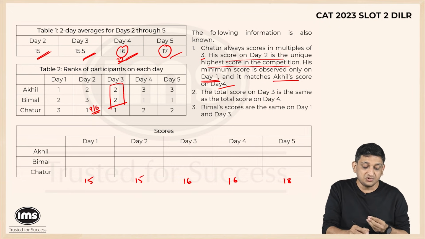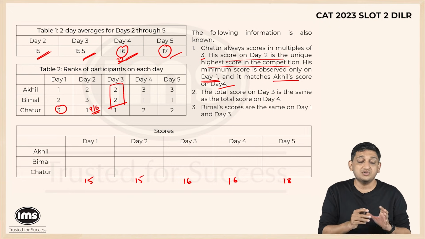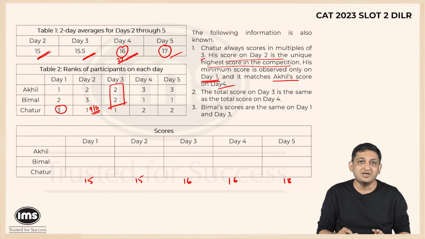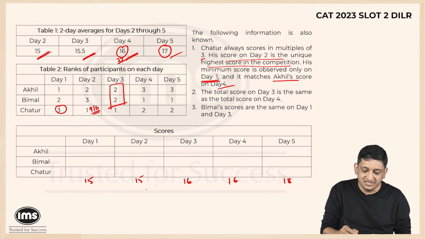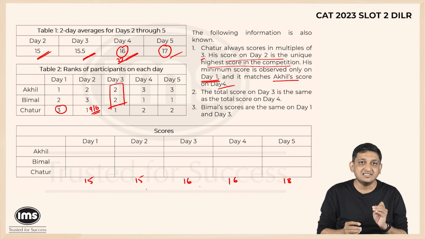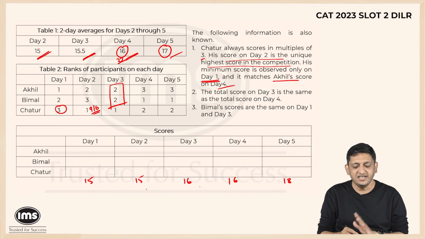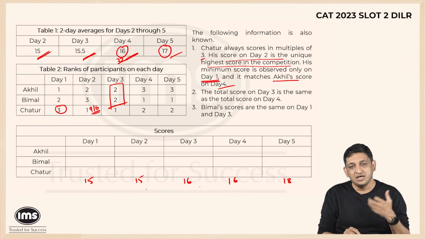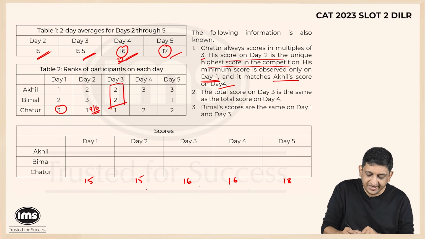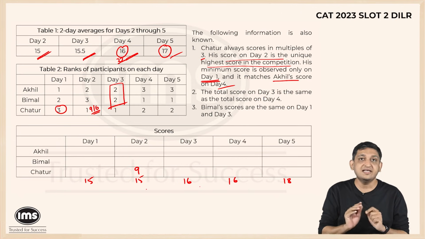So on the days when Chatur does not top or does not have the largest number as his pick, the maximum number that could happen will be 5 plus 4 plus 3, or 12. But all the numbers here are 15, 15, 16, 16 and 18. So the unique highest number has to be 9 for Chatur, right? So even with a bit of logic you can figure it out, but even otherwise you should be able to manage it, right? So I know that the unique highest number for Chatur on day 2 is 9.